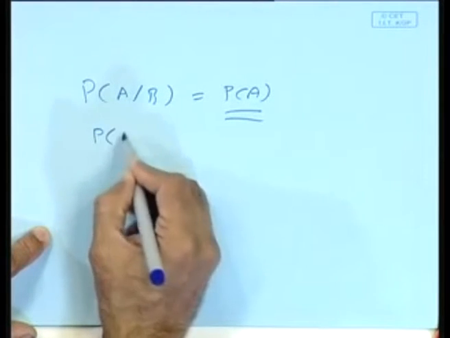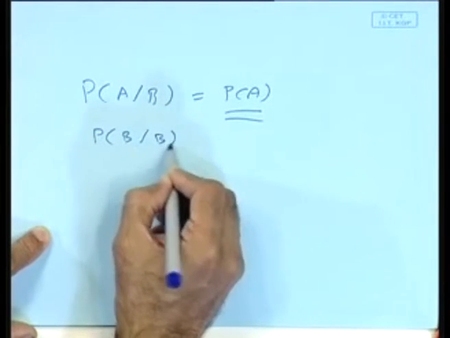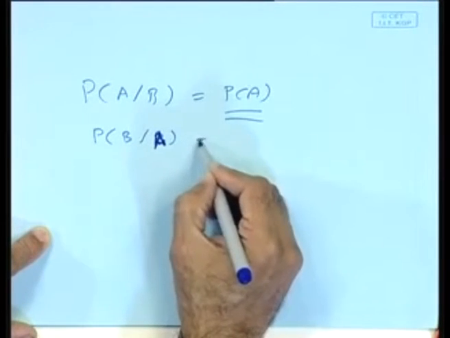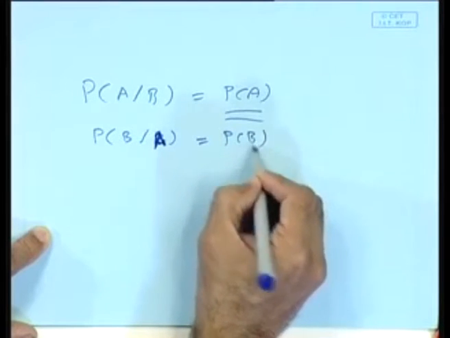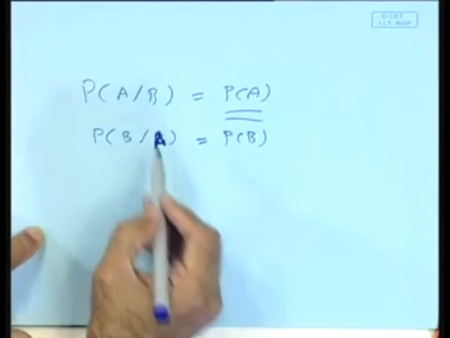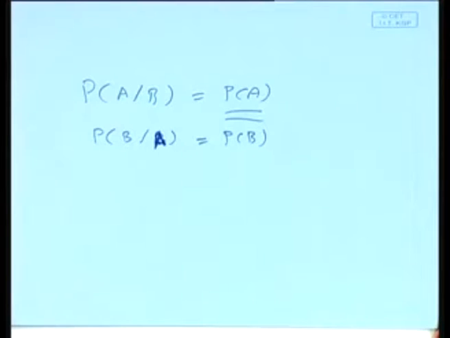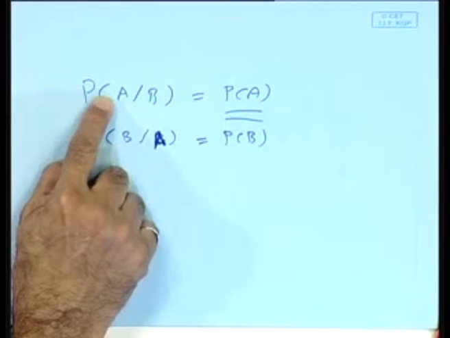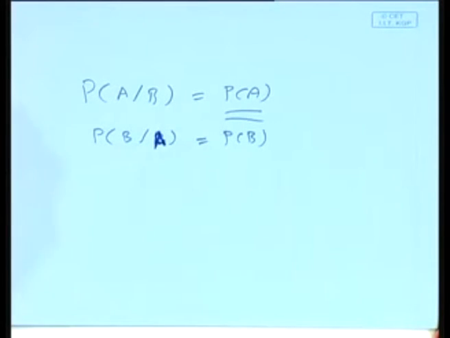And the same thing will apply. If A and B are independent, I could say P(B given A) will turn out to be equal to P(B). That's all. These are tests of independence. They say that B really has no influence on the occurrence of A, or A also has no influence on the occurrence of B.